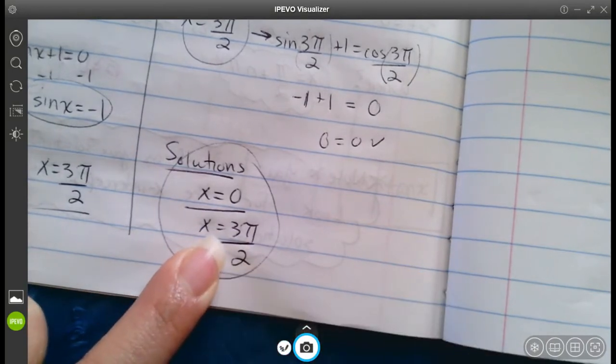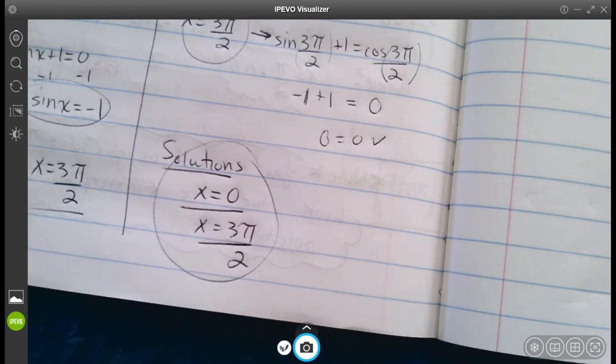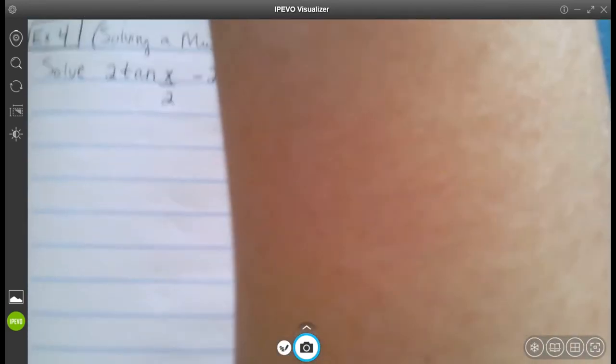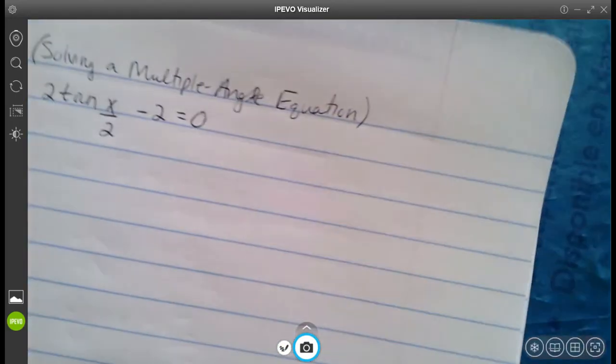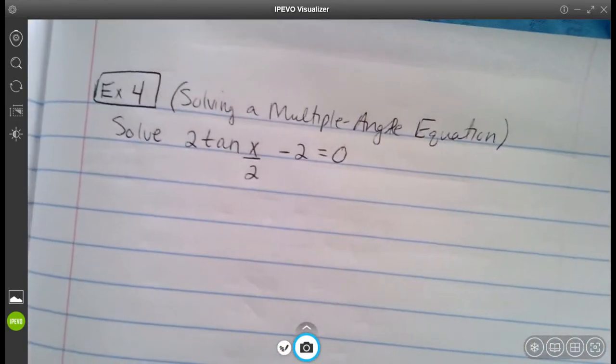All right, next one. I think we're almost done. Actually, this might be the last example we're going to do today. Example number 4, and it's not too bad. I have one more after that, but I think I'll do that one in class.